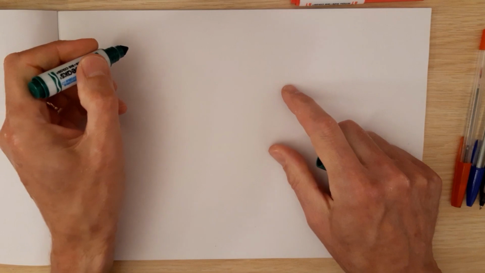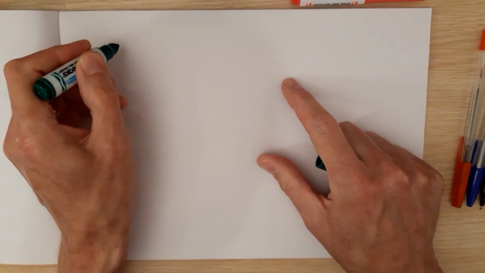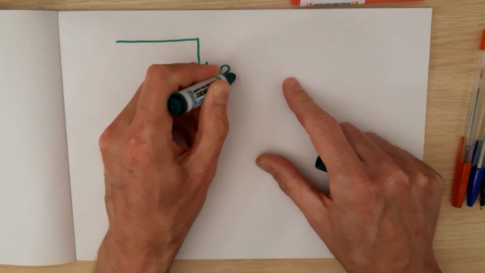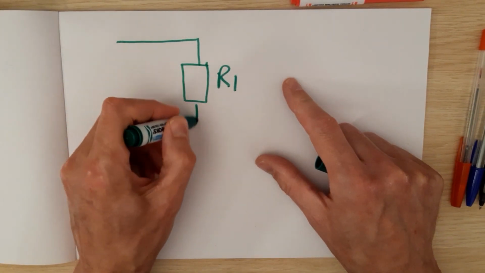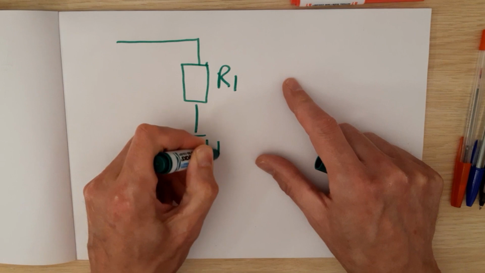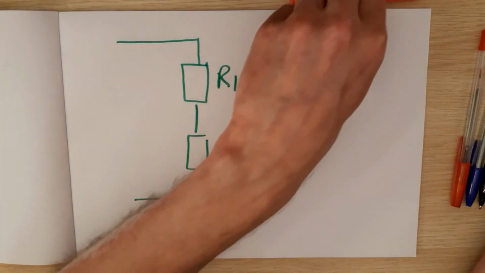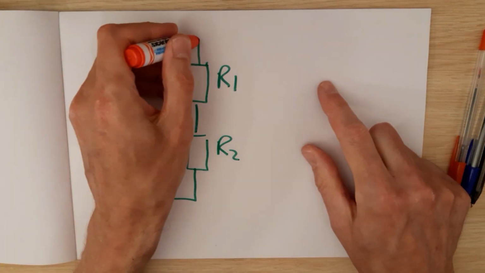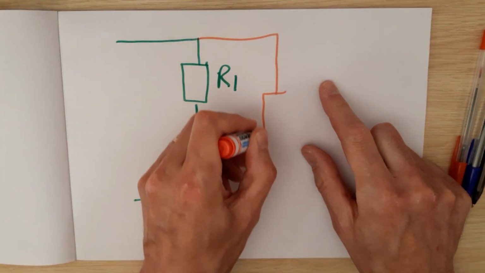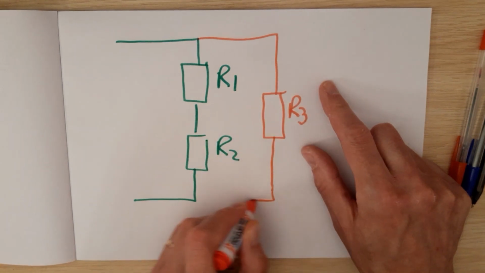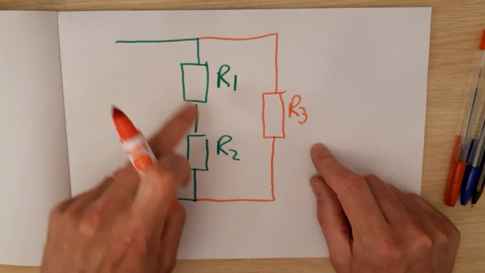I wanted to talk a little bit about resistors. What happens if we have two resistors, R1 and R2, and they're in series? What is the resistance, R3? So what does that resistance equal?